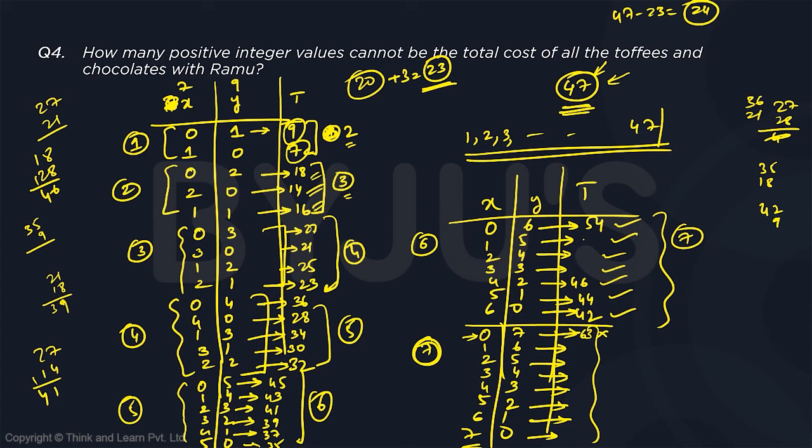Whenever it is 0 and 1, this is not counted. So only one of them is counted. 0 and 2, so 18 you cannot get, only 2. 0 and 3, 4 you cannot get, and 3 and 0 also, so 2 of them.